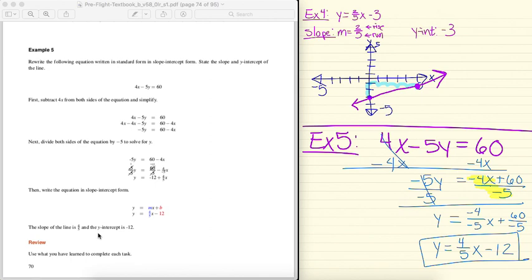Okay, so that's the end of Concept 7. At this point, you can move on to the review problems, and then when you're feeling good with that, you can move on to the Concept 7 homework assignment.